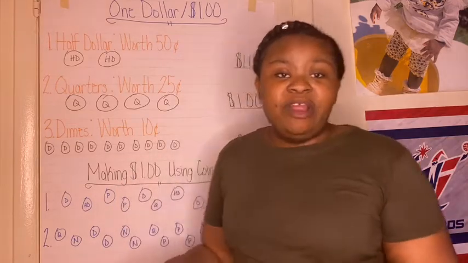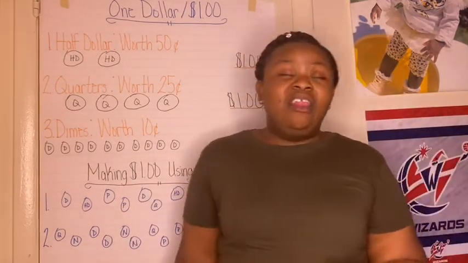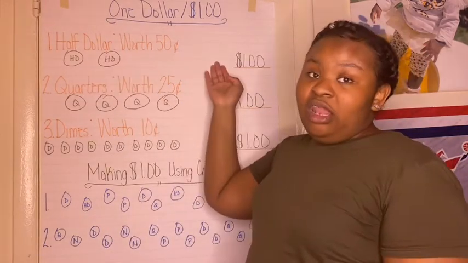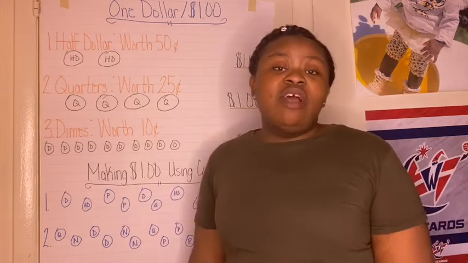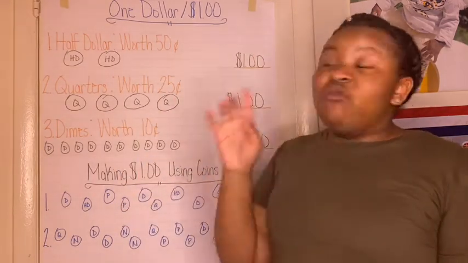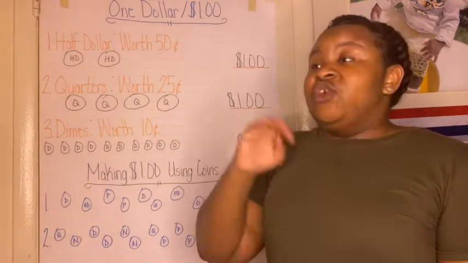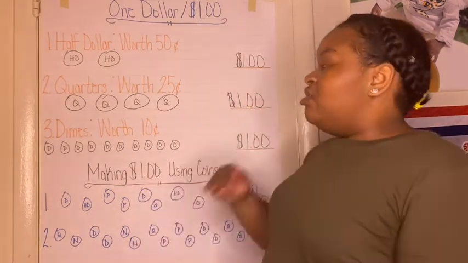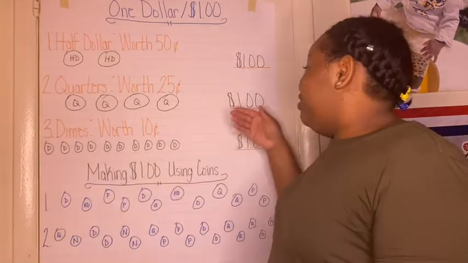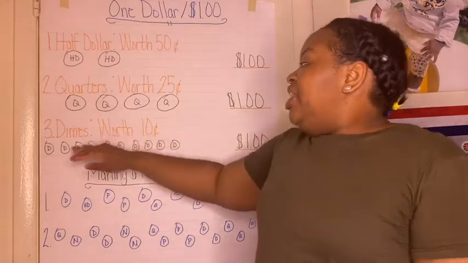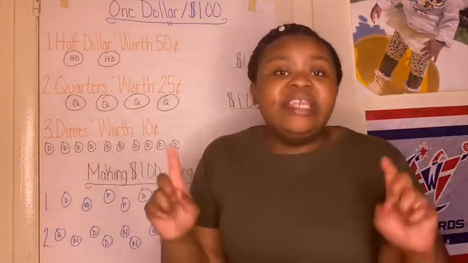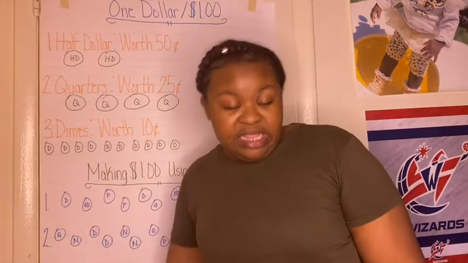So always remember that when it comes to half dollars and I'm trying to make $1, I'm going to need 2 half dollars to make $1. When it comes to quarters and I'm trying to make $1, I'm going to need 4 quarters to make $1 because 1 quarter is worth 25 cents. So if I add 25 plus 25 plus 25 plus the last 25, it's going to definitely give me $1. And then I know that 10 dimes give me $1 because 1 dime is equal to 10 cents.